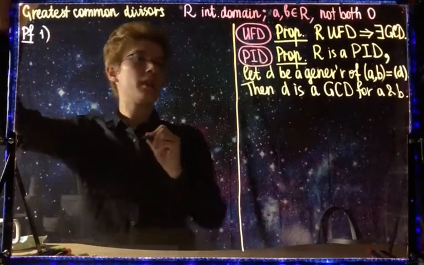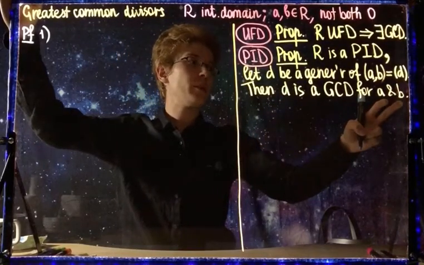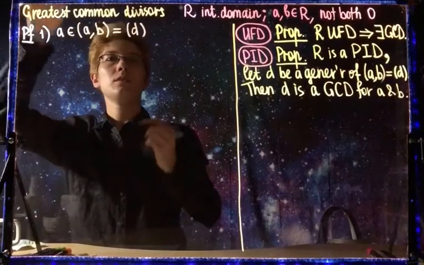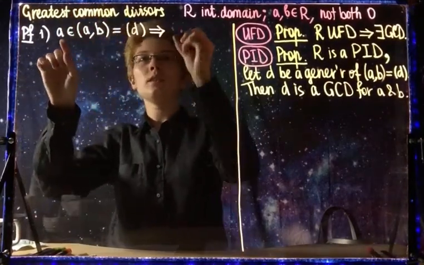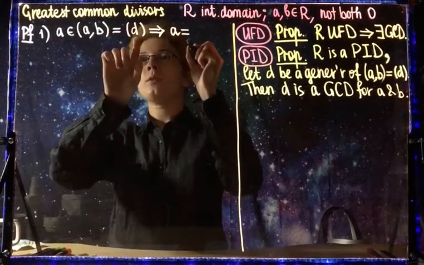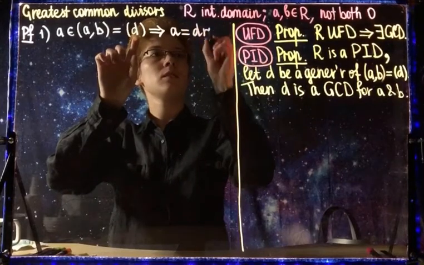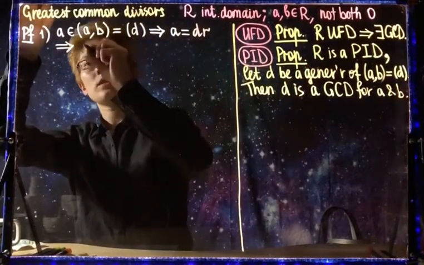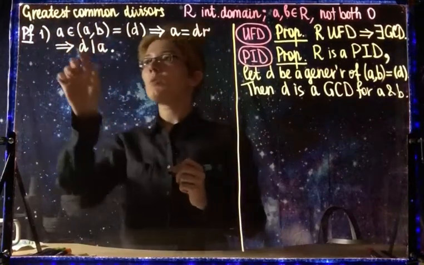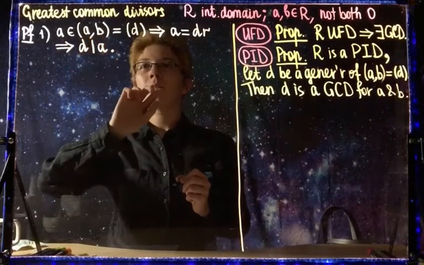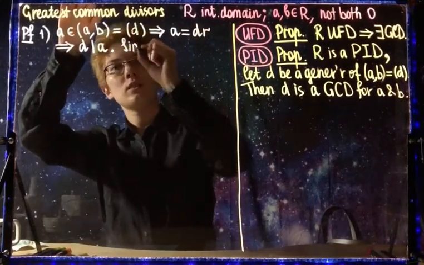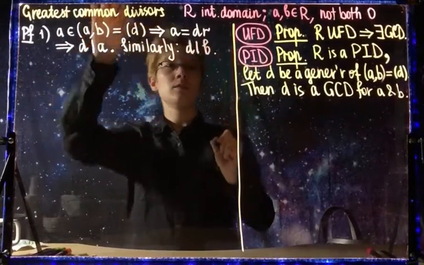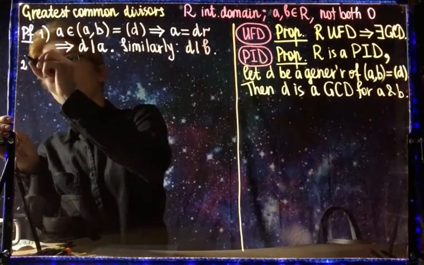We first check that D is a common divisor for A and B. A is contained in the ideal generated by A, B, which is also generated by D, which means that A can be written as a product of D and some element r, where r is some element from the ring R. So it means that D divides A. And similarly, B is also inside this ideal generated by D. So using the same logic, we get that D divides B. And let's prove the second property.